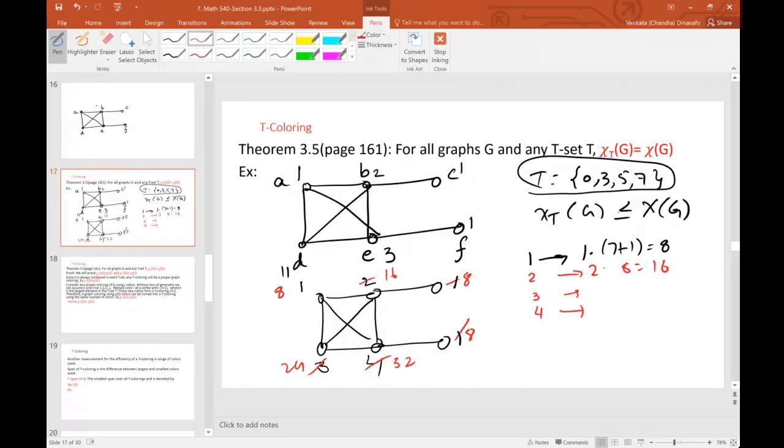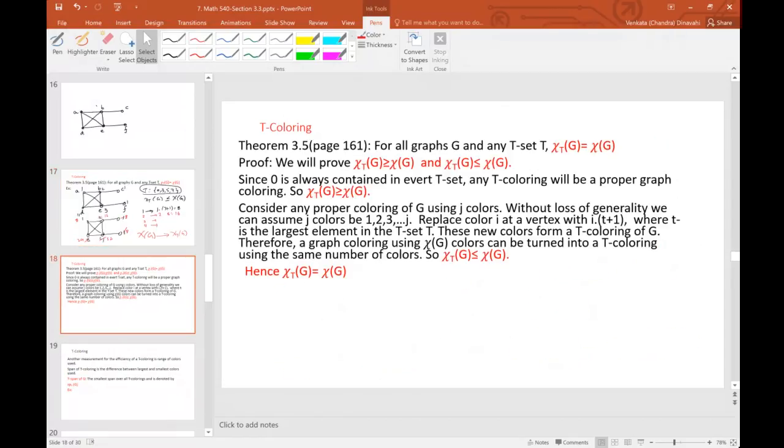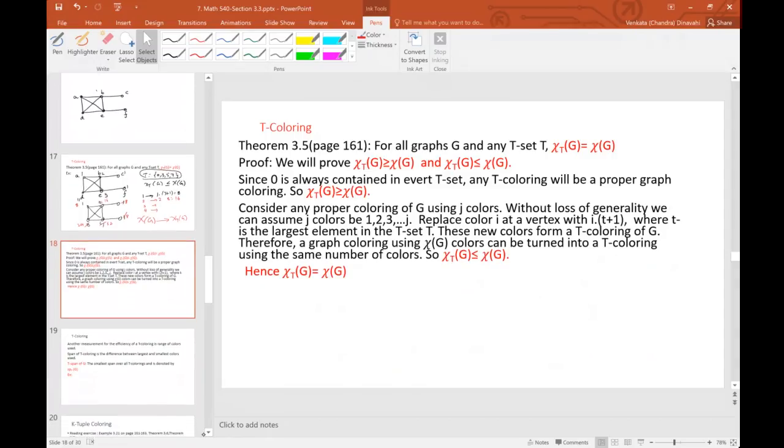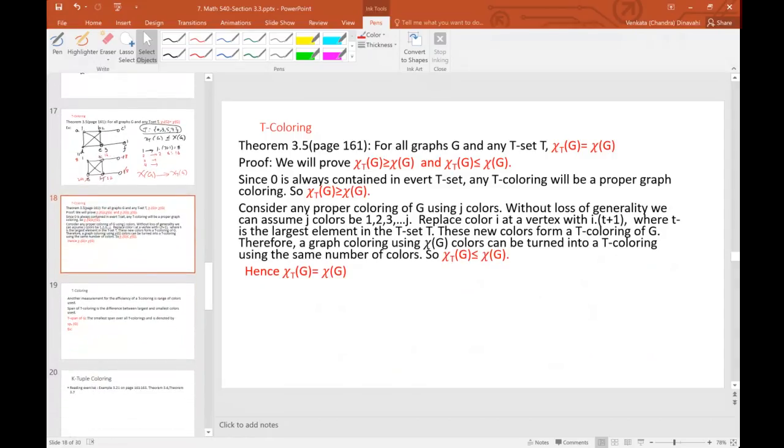Certainly, the span is not the smallest, these are not the smallest channel numbers, but this is certainly a proper T coloring. So once I come up with any proper graph coloring, that gives rise to a proper T coloring also. That is the proof here. Consider any proper coloring. I can assume those colors as 1, 2, and so on, and replace color i at a vertex with i times T plus 1, where T is the largest number. This is going to form a T coloring. So I proved each one is less than the other, so they are equal.